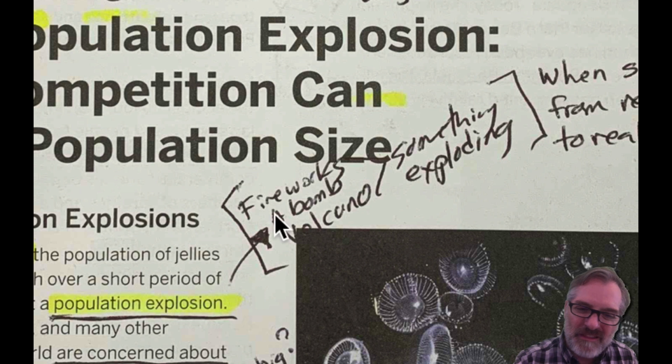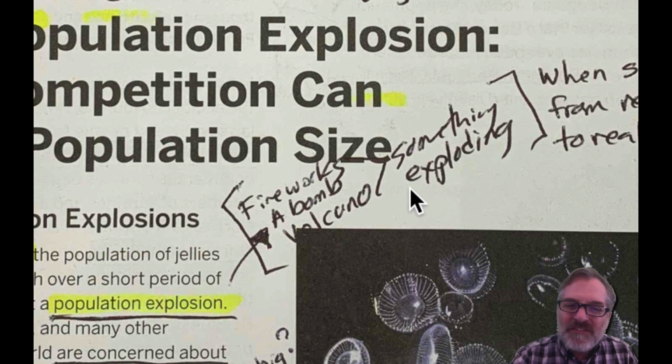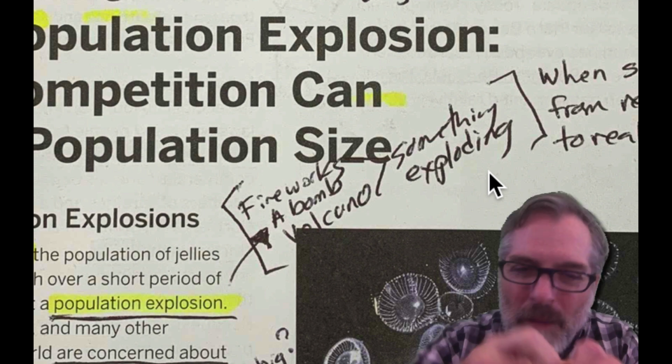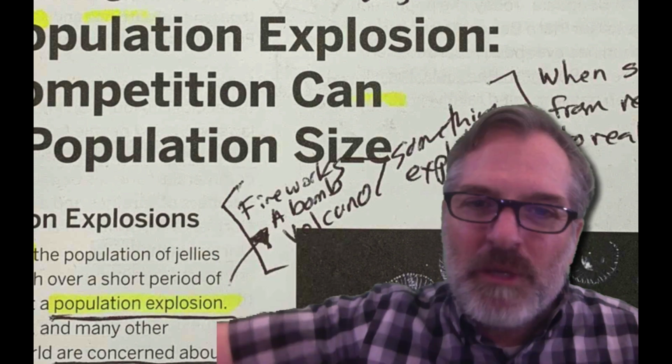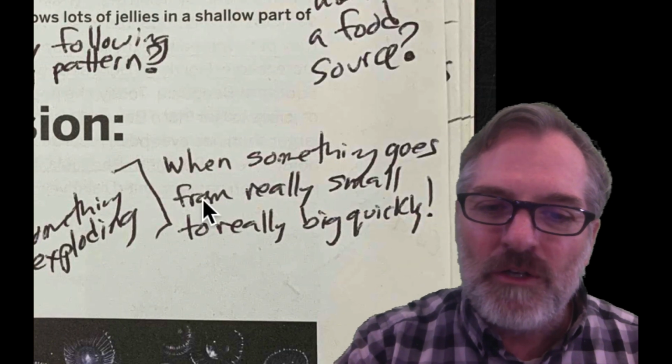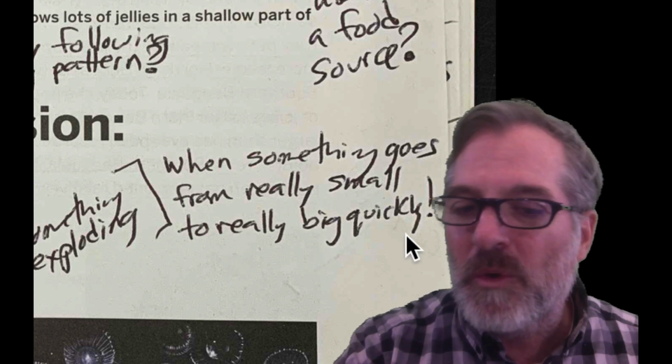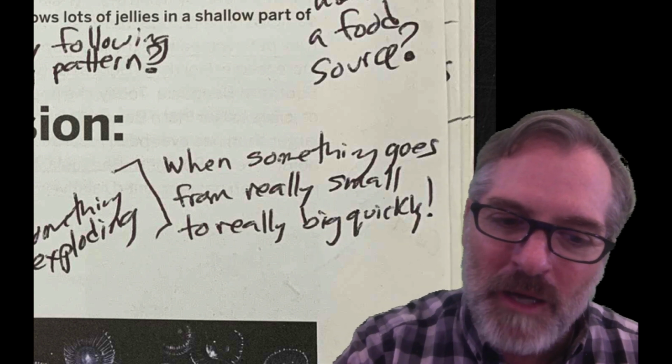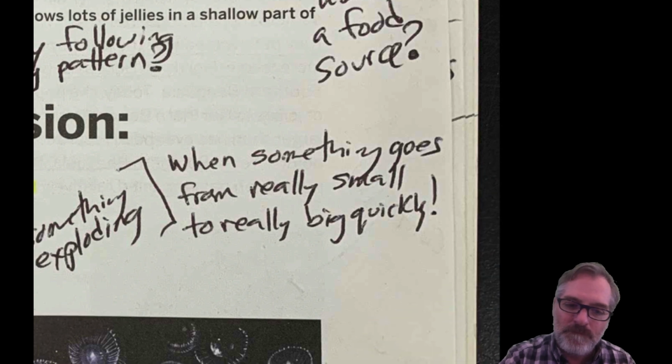I'm like, explosion. I think of fireworks or a bomb or the 4th of July or a volcano, Krakatoa in Indonesia. I think of something exploding, and I'm like, why did they use the word explosion? But when I thought more about it, explosion is when something small rapidly expands quickly. It goes from small to big quickly. So then I put here my annotations. When something goes from really small to really big quickly, I think that's what they mean by population explosion.